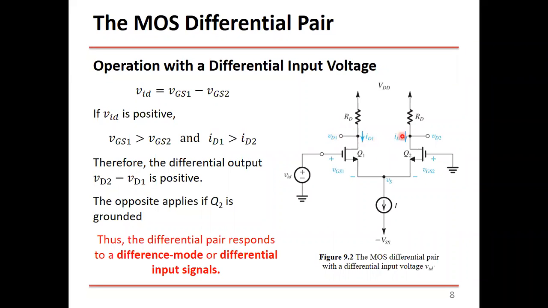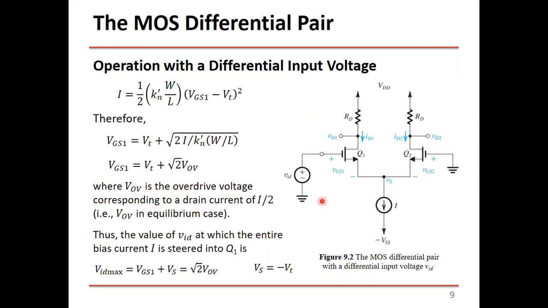The differential output means VD2 minus VD1, and the differential input means VG2 minus VG1. The common mode input is when VG1 and VG2 are the same. But if you have a differential input, VG1 and VG2 are different. Then VD1 and VD2 will be different, and you'll have a differential output. In the common mode case, you don't have an output.